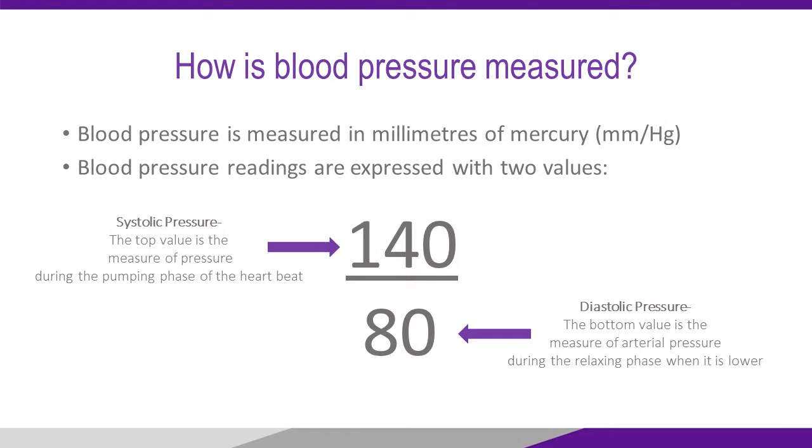So blood pressure is measured in millimetres of mercury, so you will see the mmHg value written next to the numbers. Blood pressure readings are expressed in two values. We have the top value, which is what we refer to as our systolic pressure, and the bottom value, which is our diastolic pressure. Systolic pressure indicates the maximum amount of force within your cardiovascular system when your heart contracts, so it's the pressure against the artery wall.